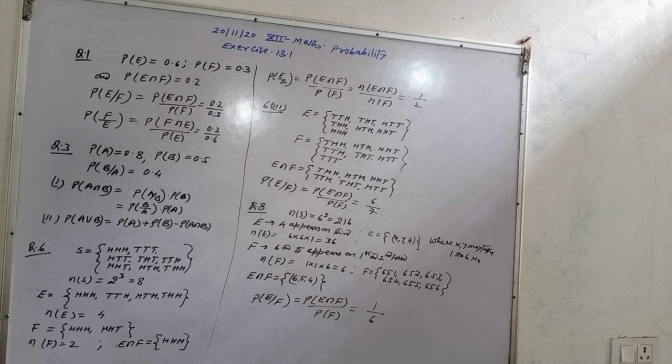Now find the intersection. So see here, in event E 4 is fixed on the third throw, and the first 2 may show any number from 1 to 6, and in F the numbers on the first 2 throws are fixed, and on the third throw it may show from 1 to 6. So in both, the common result is 654. 654 is common, meaning there is only one common result in both E and F. So when you find E by F, P(E|F) is P(E intersection F) upon P(F), that is 1 by 6.